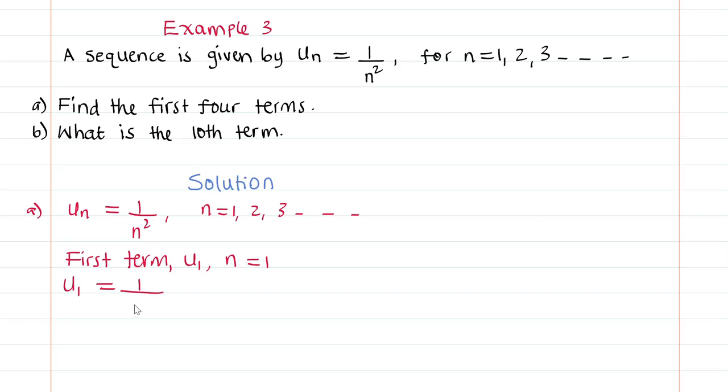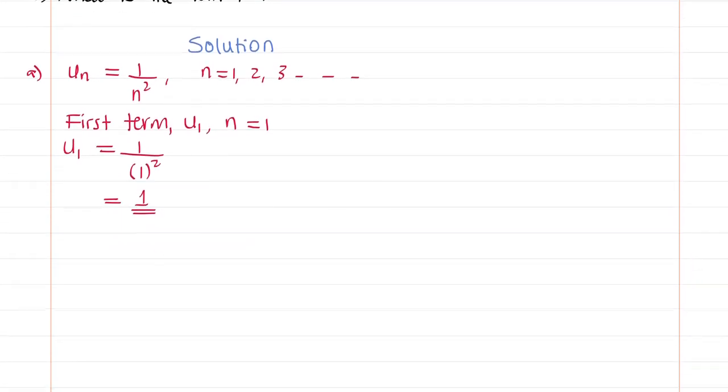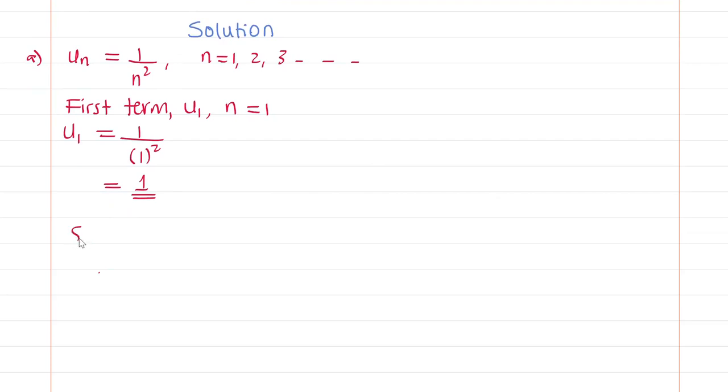So we shall say it is 1 out of 1 squared. What is 1 squared? That is 1. 1 divided by 1, we get 1. So our first term is 1. Then we go to the second term, that is u2, for which n is 2. So our second term u2 becomes, use the formula 1 out of n squared.